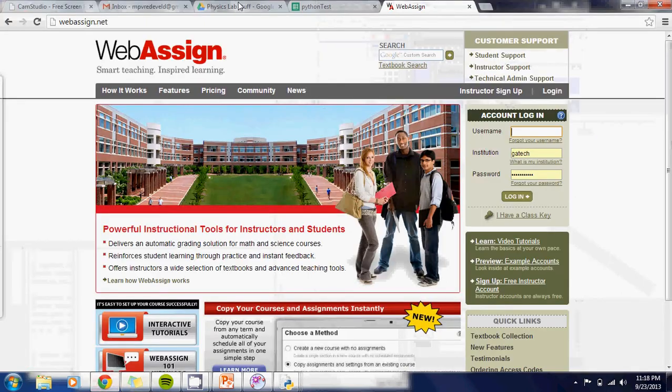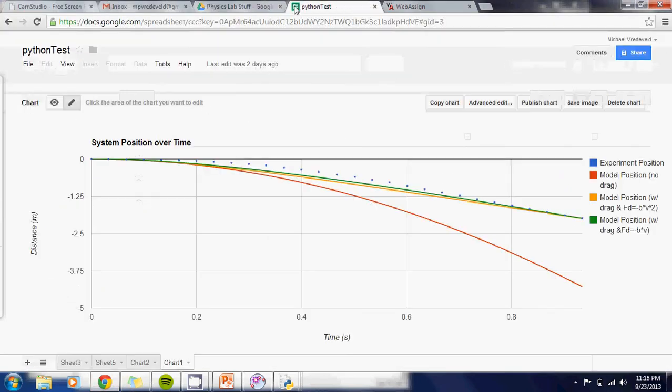Here I will show you my graph. In this graph, the blue dots are my experimental position, which is the position versus time of the tracker video. The red line is the model position of the model that I used where there is no drag force. The yellow is the model position where I used drag force as the equation negative b times velocity squared. And the green is the same idea, or the same drag force, except it is negative b times velocity.